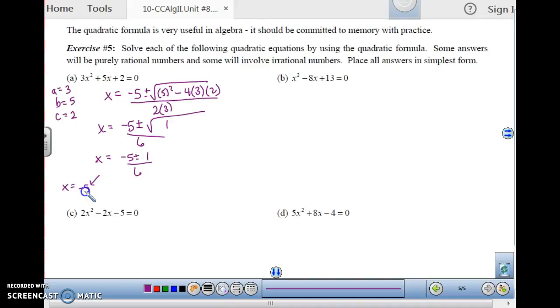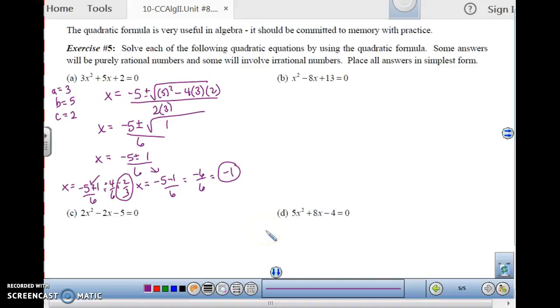Now remember, again, this is two answers. x equals negative 5 plus 1 over 6. x equals negative 5 minus 1 over 6. Negative 5 plus 1 is negative 4 over 6, which is negative 2/3. Negative 5 minus 1 is negative 6 over 6, which is negative 1. Since these came out to be rational numbers, this tells me that this could have been factored. So if you weren't sure about factoring it, it will factor with negative 2/3 and negative 1.